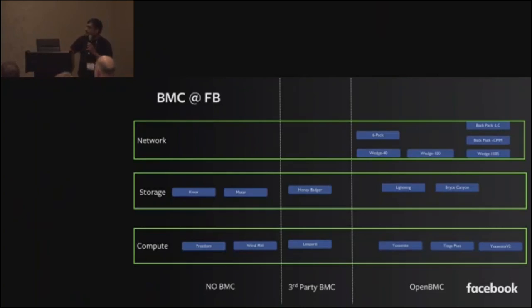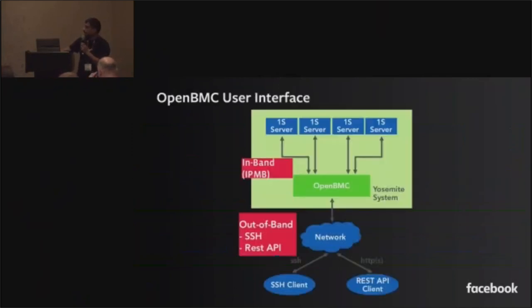So at this moment, these are all not deployed yet. These are platforms, some of them announced at the OCP Summit in March. We have about 500,000 systems that we are managing today with OpenBMC, and we expect that number to go up pretty quickly as we deploy these other systems that are announced. And we have other products coming up in the future.